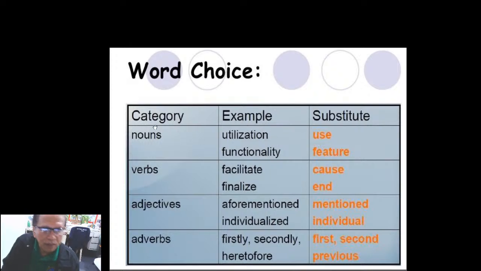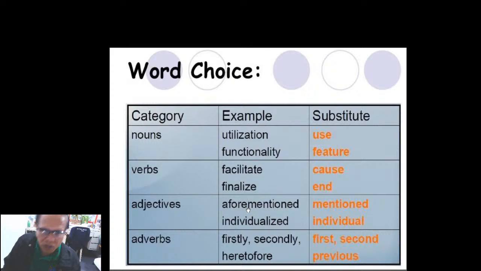Word choice pa rin. Category: nouns, verbs, adjectives, adverbs. Example: "utilization." Pwede daw "use." Use lang, maikli lang. "Functionality." "Feature" daw. "Facilitate" is "cause." I-finalize mo nga. You have to finalize it. You have to end it. Bagay, kung minsan, "finalize" seems to be a little more appropriate. Diba?